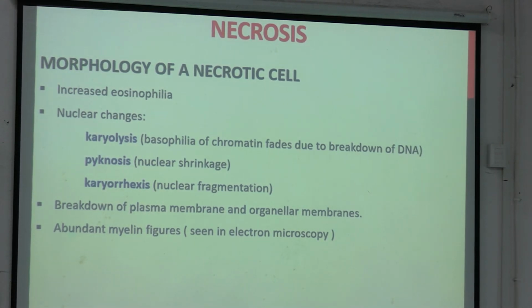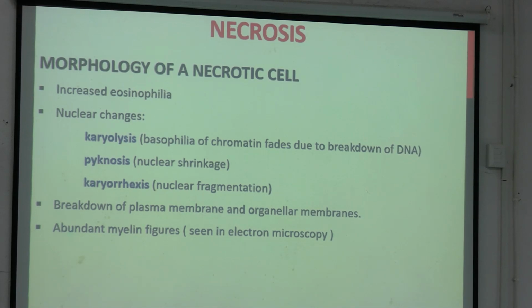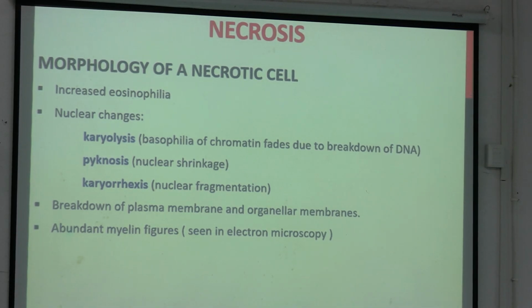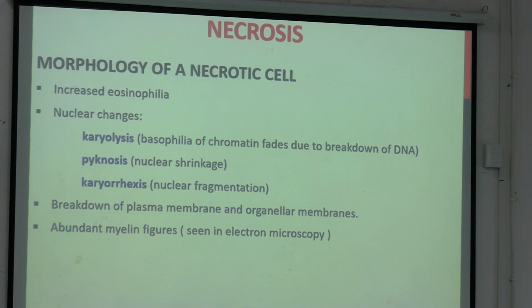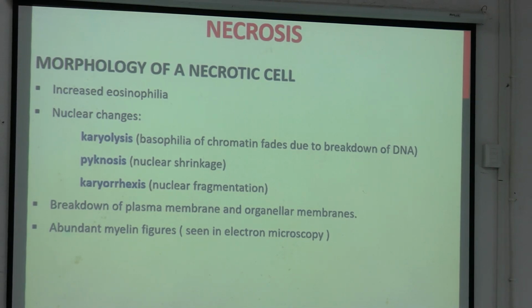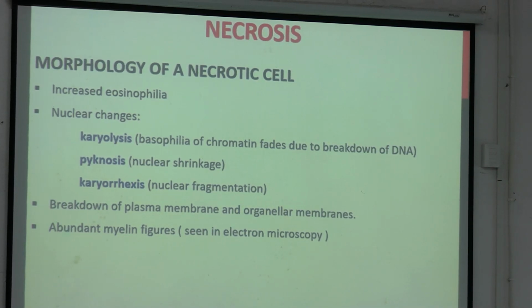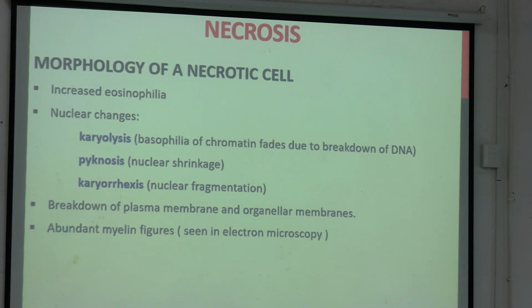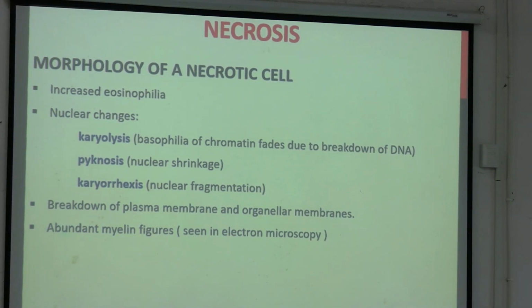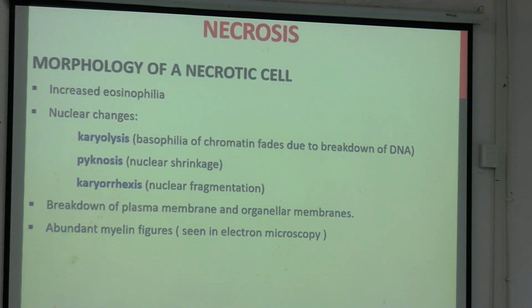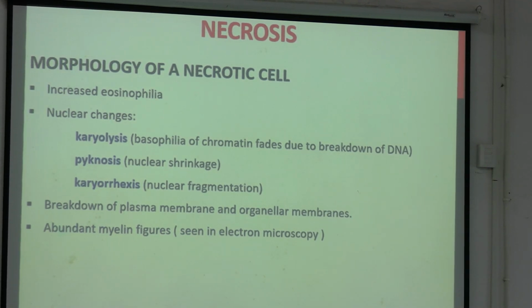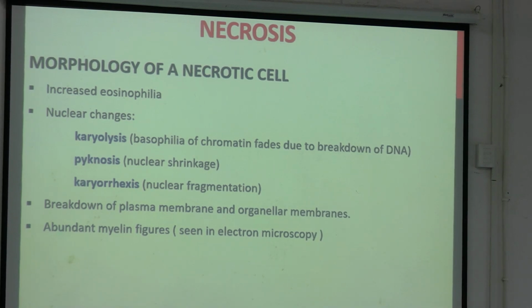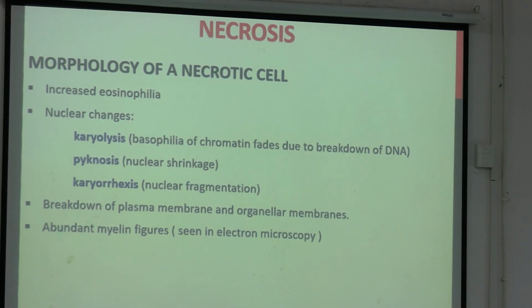The second point is pyknosis. Pyknosis means the whole nuclear content is condensed into a very small, significantly small portion. The whole content is shrinking. It is known as pyknosis. And karyorrhexis means the whole nucleus is fragmented. So karyolysis means the fragmentation of DNA.